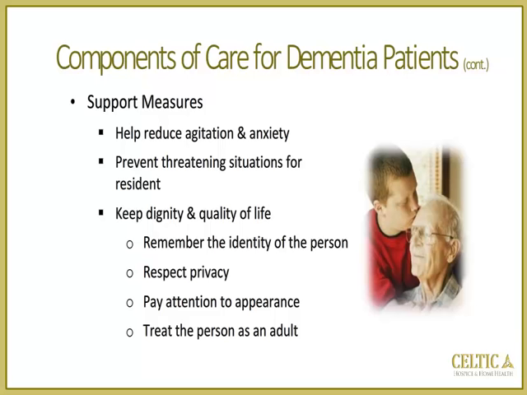Some support measures that can become part of the patient's care are to help reduce agitation and anxiety, prevent threatening situations for the resident, and keep dignity and quality of life important. Remember the identity of the person, respect their privacy, pay attention to their appearance, and treat the person as an adult.